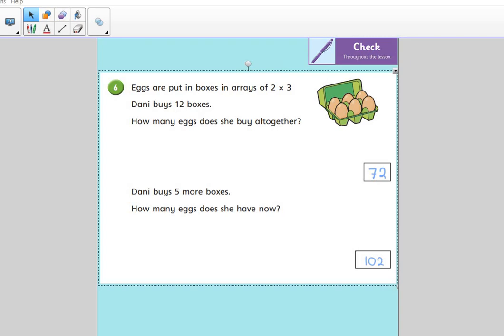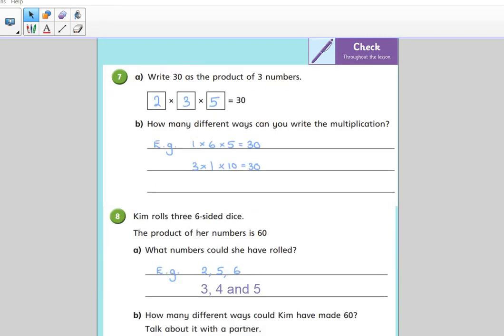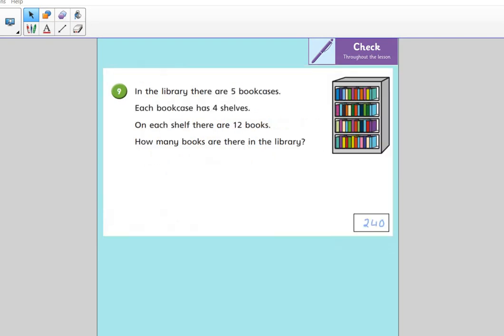Here are the answers to question 6. These are the answers to questions 7 and 8. And here's the answer to question 9. How did you do?